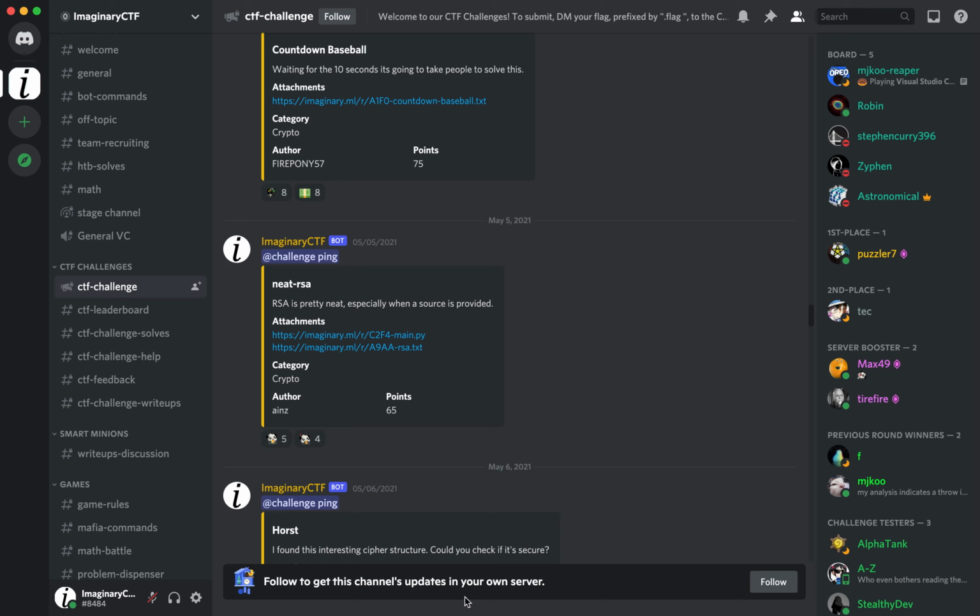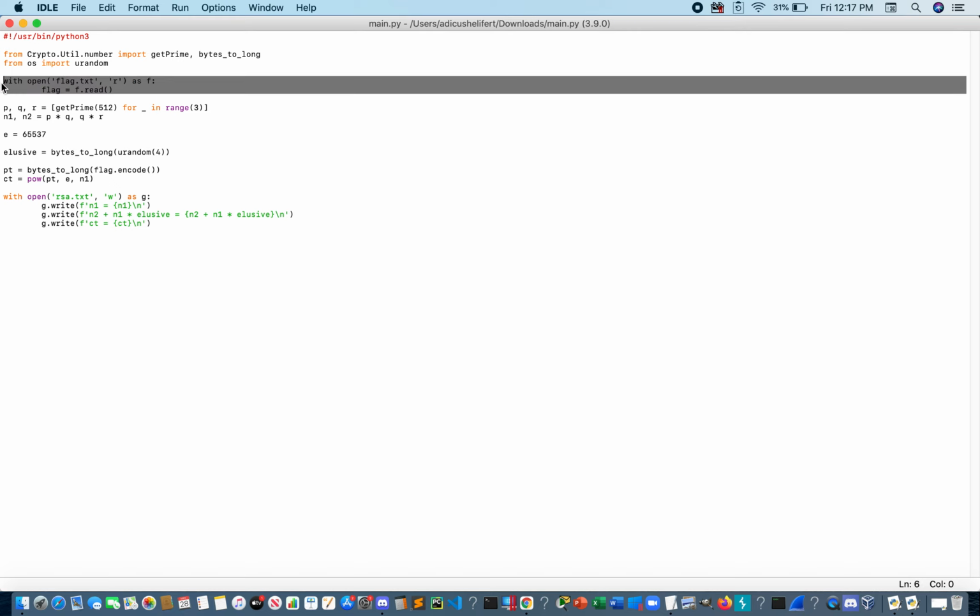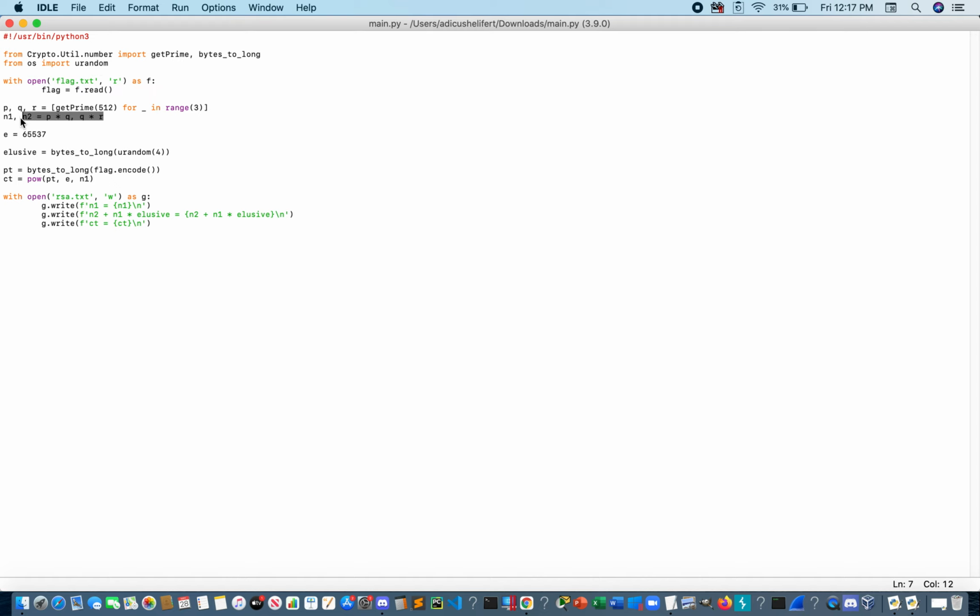We're now working on this challenge, which is called Neat RSA, and it says RSA is pretty neat, especially when a source is provided. So let's take a look at the source. We see that it opens the flag file and reads it, and then it generates 3 primes, and n1 will be equal to p times q, and n2 will be equal to q times r, and e will be 65537, and elusive is just a 4-digit number.